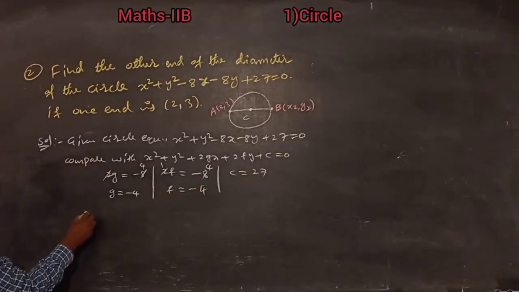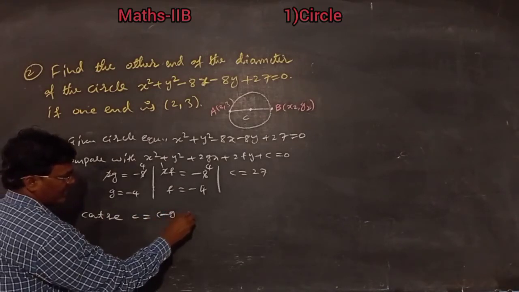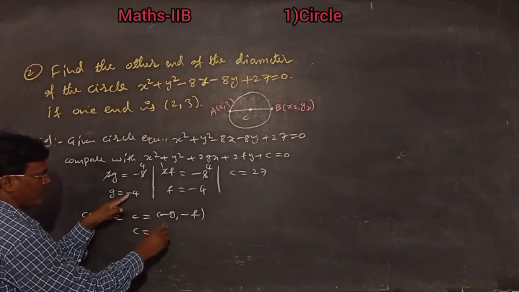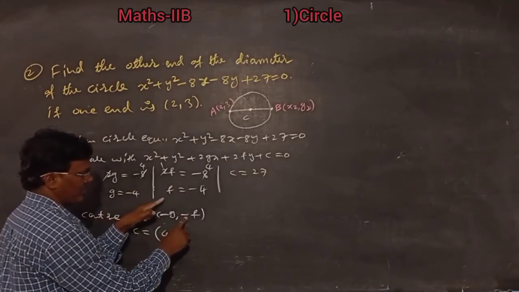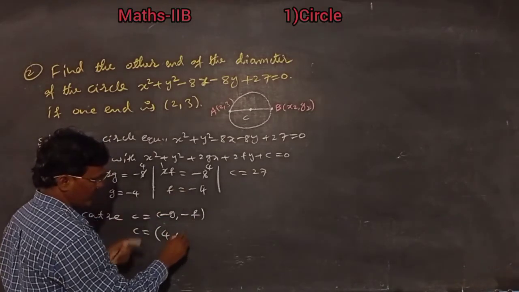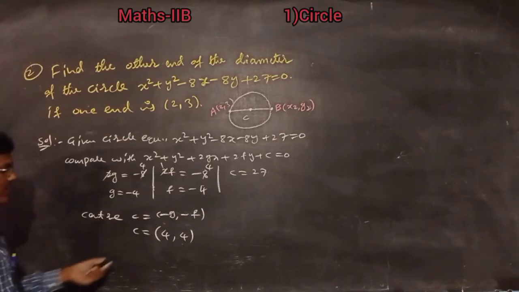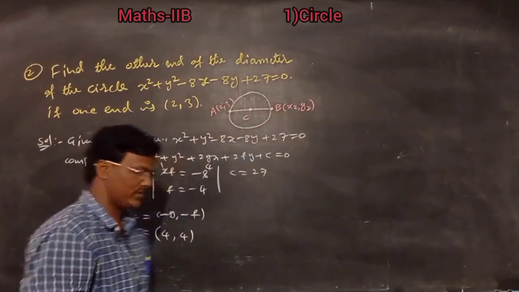So what are you getting here? Center C is equal to (minus g, minus f). This is the formula. So C is equal to, minus into minus plus 4, next minus f. So f value is minus 4, minus into minus plus, that is 4. So we got here the center. So what is the formula here? The center is equal to the midpoint of A, B.